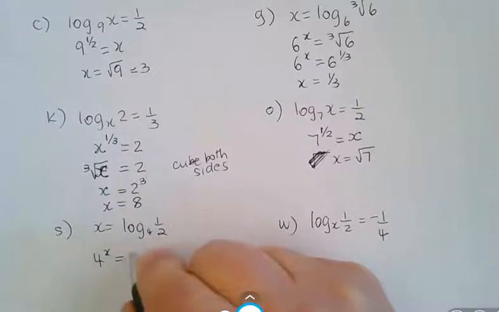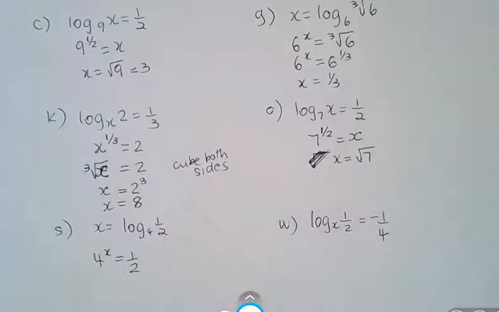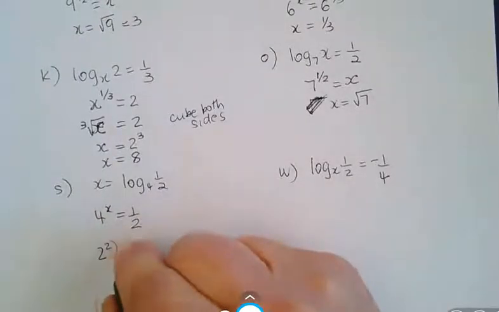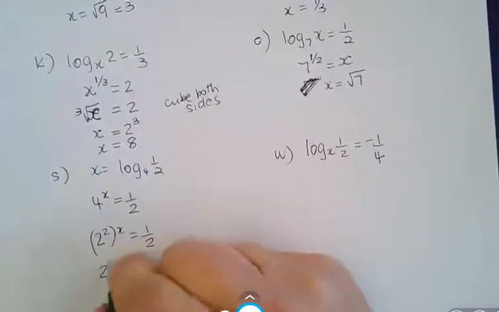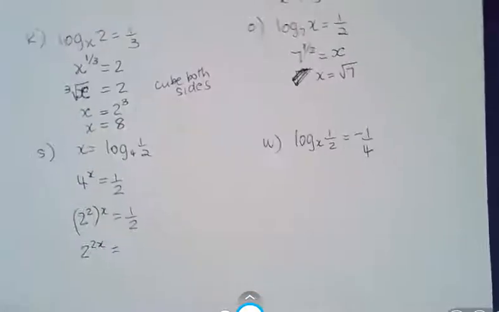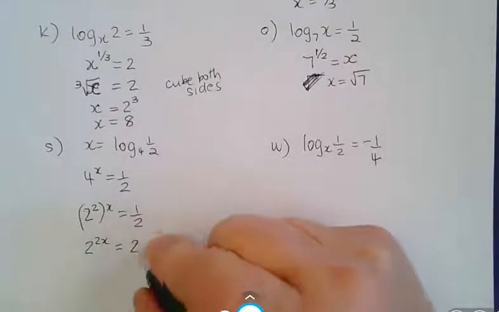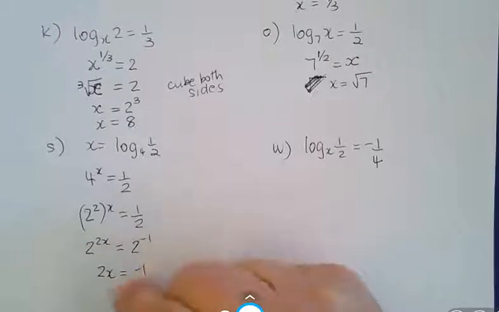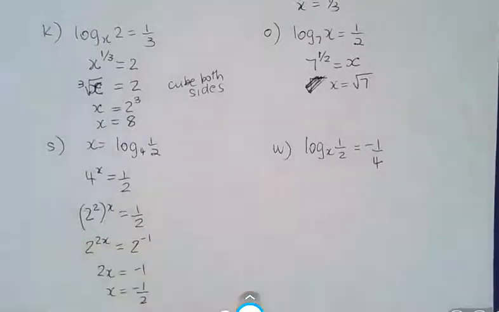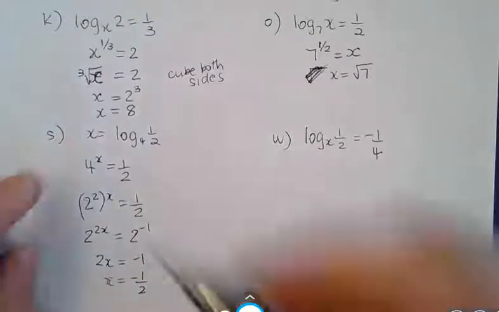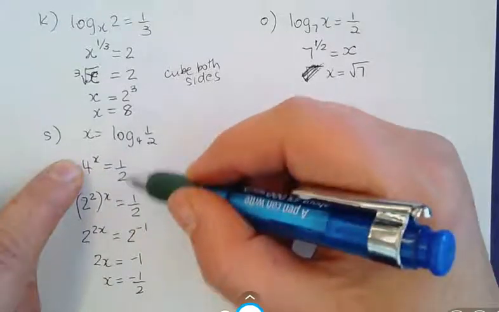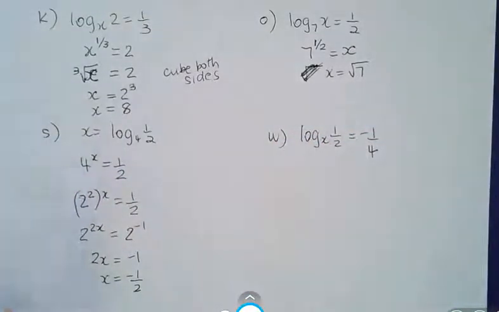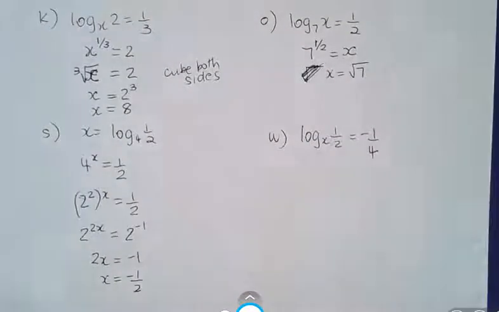4 to the power of x is a half. Writing 4 as 2 squared, that's 2 to the power of 2x is, how can I write a half? 2 to the negative 1. So 2x is negative 1. x is negative a half. I think you realise that the square root of 4 is 2, but it's 1 over. So that's why it's negative a half. Probably safest to do those like this.